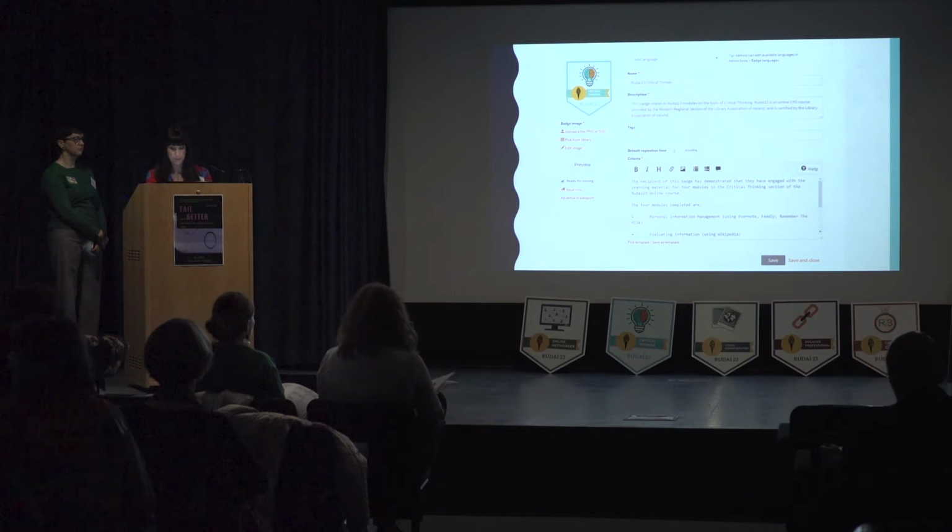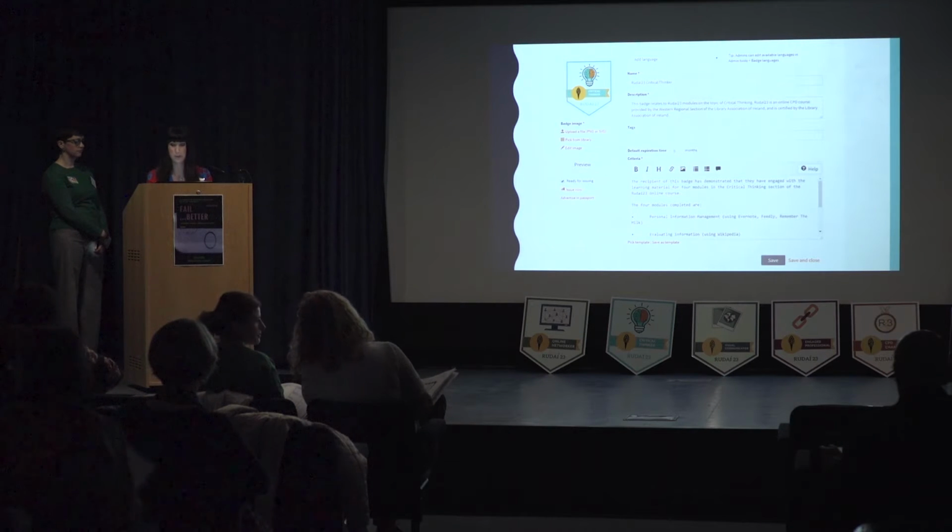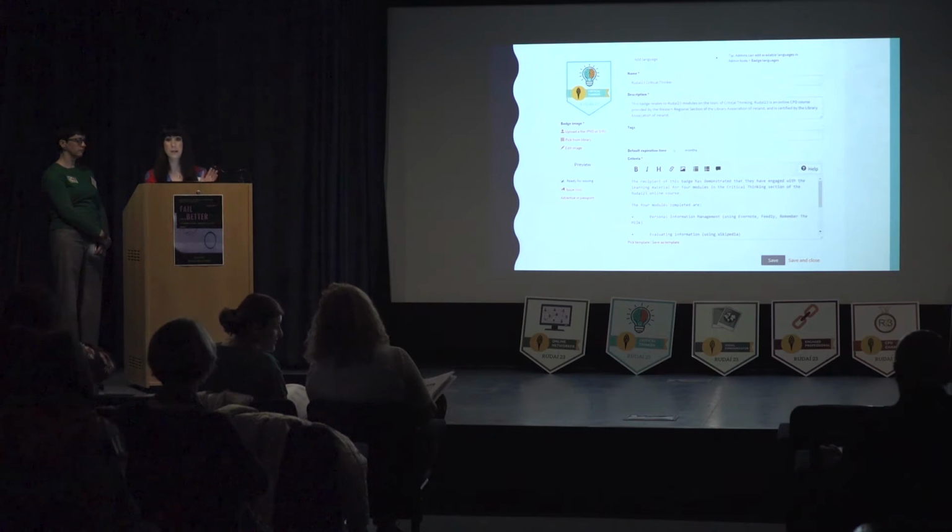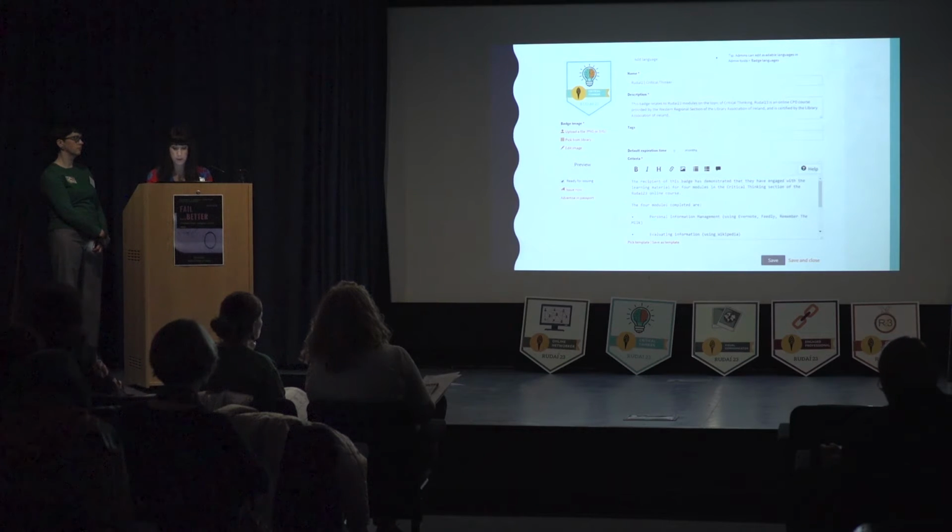Then in the criteria, we've said the recipient of this badge has demonstrated that they've engaged with the learning materials for the 4 modules in the critical thinking section of the Rudaí 23 online course. We've used the same template for each of the badges. We list the 4 modules in there, and then we've said, to earn this badge, participants completed tasks with the software tools for each module and published a blog post describing their experiences. The blog post demonstrated clear reflection on the use of tools in the context of the recipient's professional practice, and then we uploaded the visual.